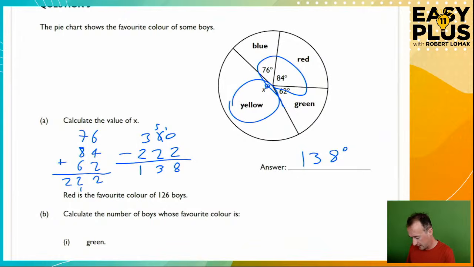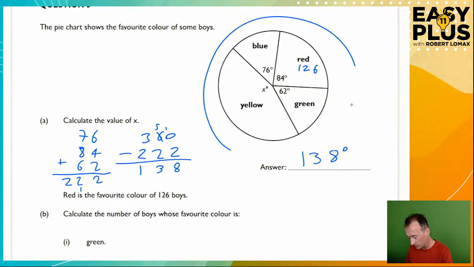Now we here have got the number of degrees for each part of the diagram. I'm going to clear this so we've got working space. And we know the number of boys who chose red, 126 boys, but we don't know the overall number of boys here. So how can we work this out?